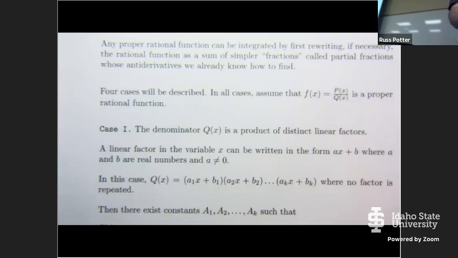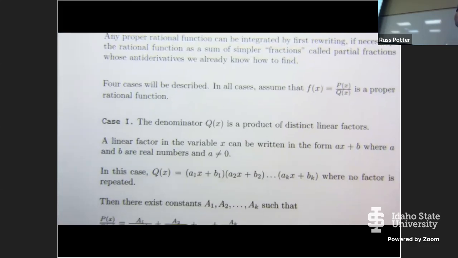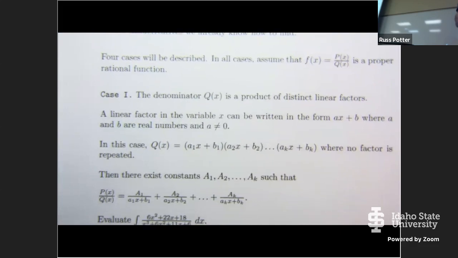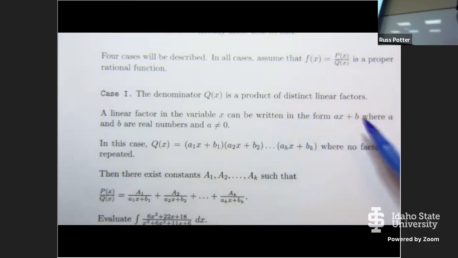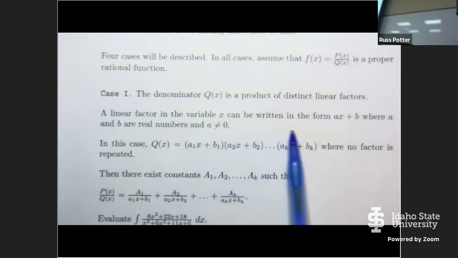If it's not a proper rational function, then we just divide the numerator by the denominator and then deal with the R of X over Q of X separately. Case 1, the denominator Q of X is a product of distinct linear factors, meaning that each of the linear factors is represented exactly once in the factorization of the denominator. A linear factor in the variable x can be written in the form ax plus b, where a and b are real numbers and a is not equal to 0.